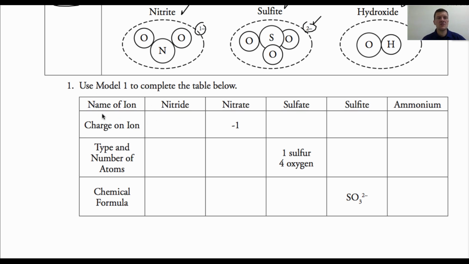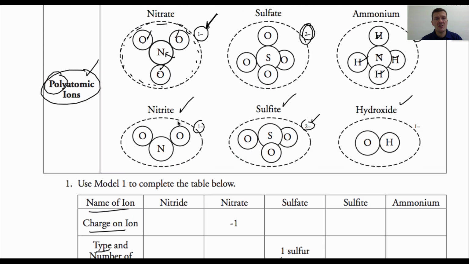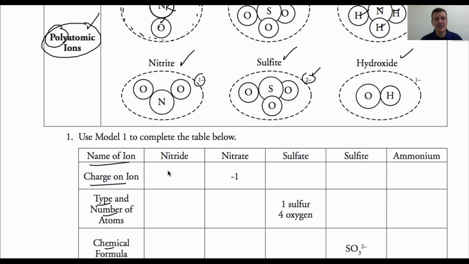Model 1. So, name of the ion, charge on the ion. We're going to be looking at these different particular ions here and figuring out what the type and number of the atoms is and the chemical formula. So let's just fill this in really quickly. Nitride, the charge of nitride is 3 negative. Usually written this way, 3 then negative. It's still the -3 charge on it.